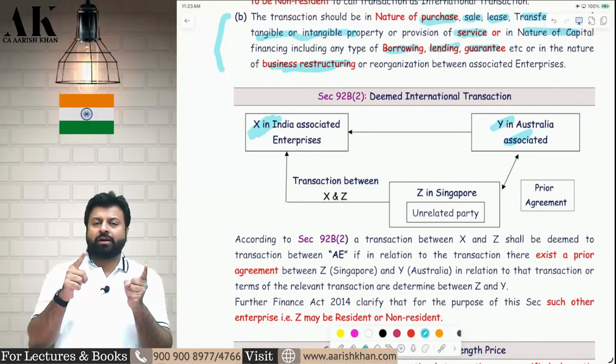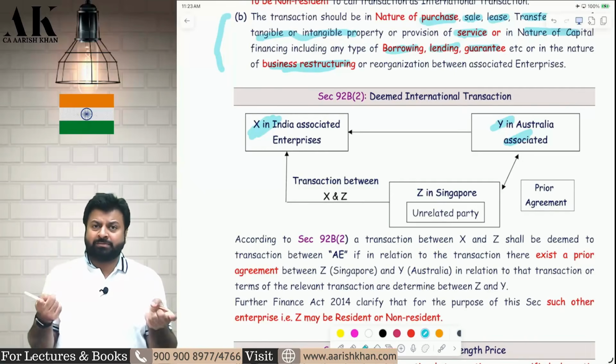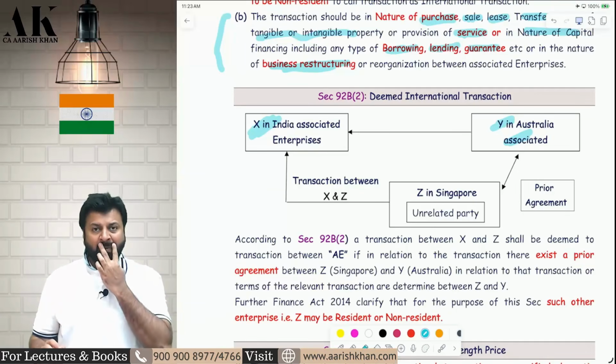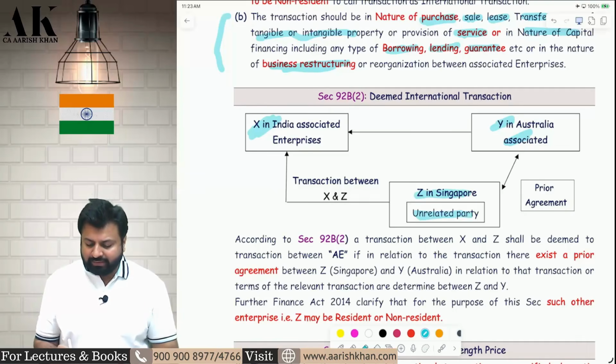Now if they enter into a transaction, whether transfer pricing will apply, the answer is yes, because both of them are associate enterprises and one of the parties is non-resident, Y is non-resident. So what are they doing? They are not doing a transaction with X. They are doing a transaction with Z, which is an unrelated party, and they are entering into a prior agreement.